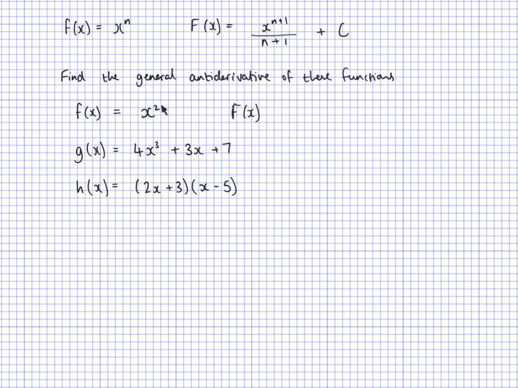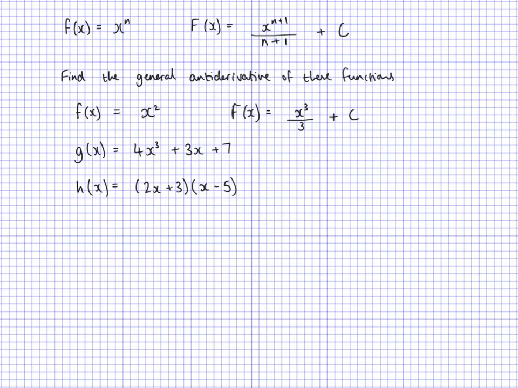I need to add 1 to the power, make it 3, and then I need to divide it by 3, or I can say I can multiply it by a third, and then I need to add this constant. So this is going to be equal to x to the power of 3 divided by 3, add c. Again, instead of saying divided by 3, I could have said times it by a third here.